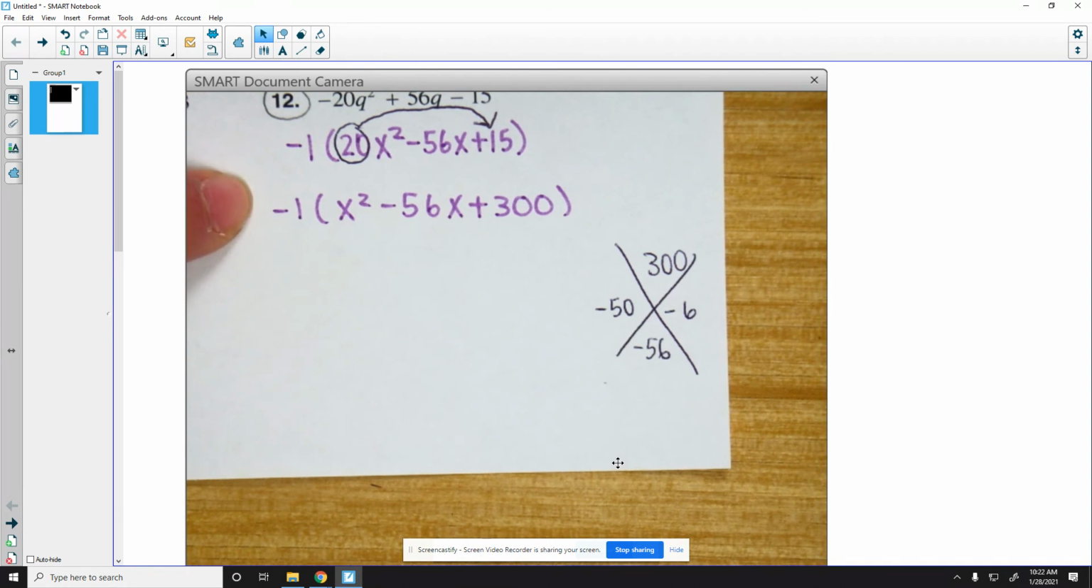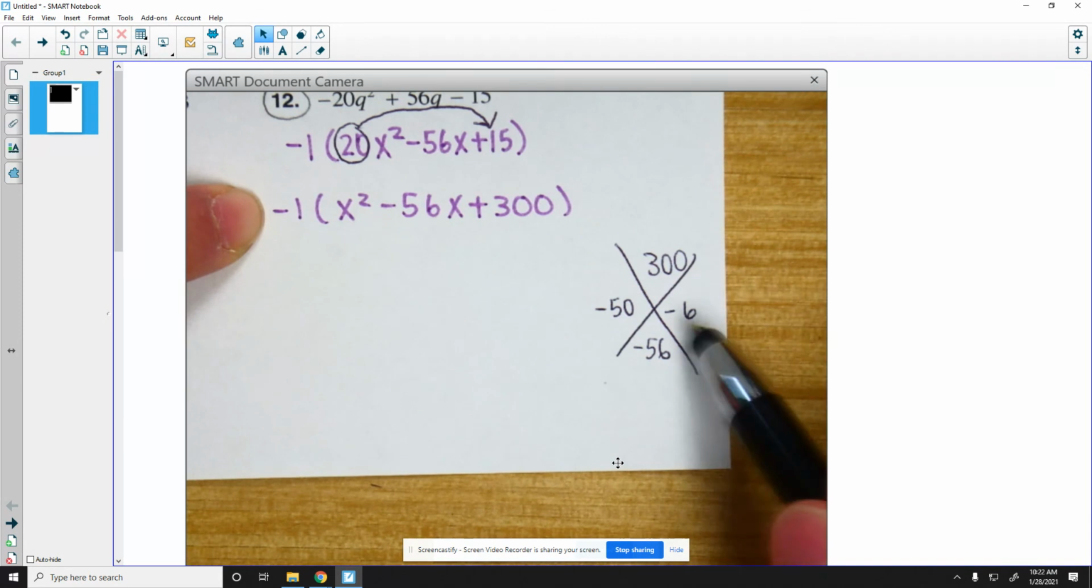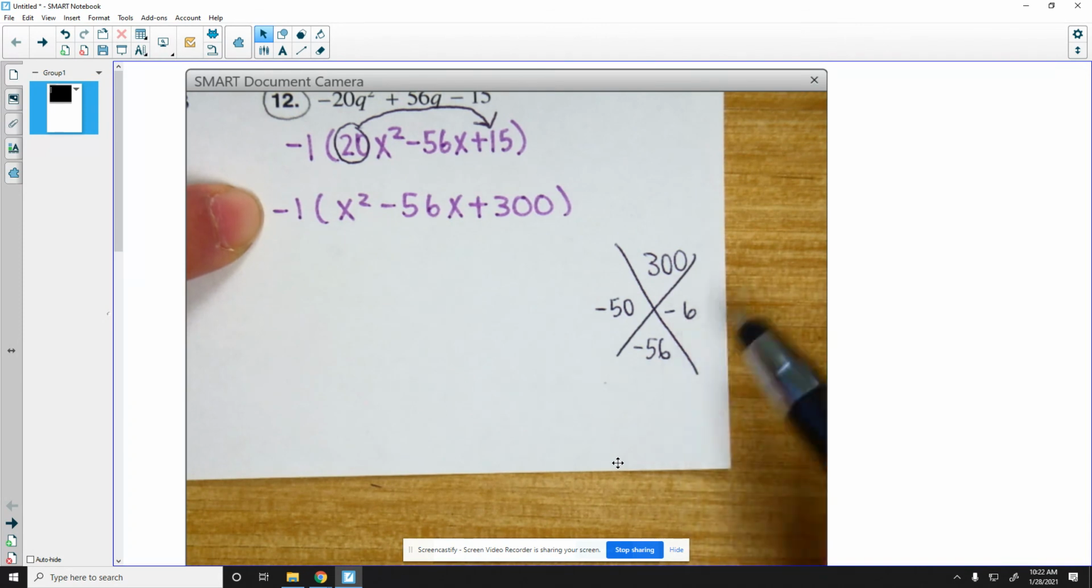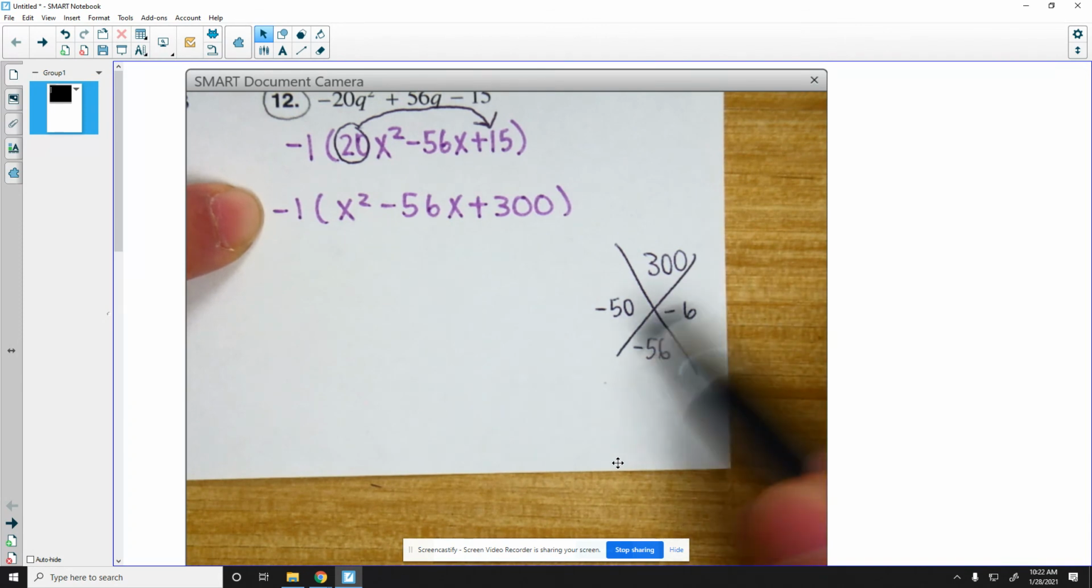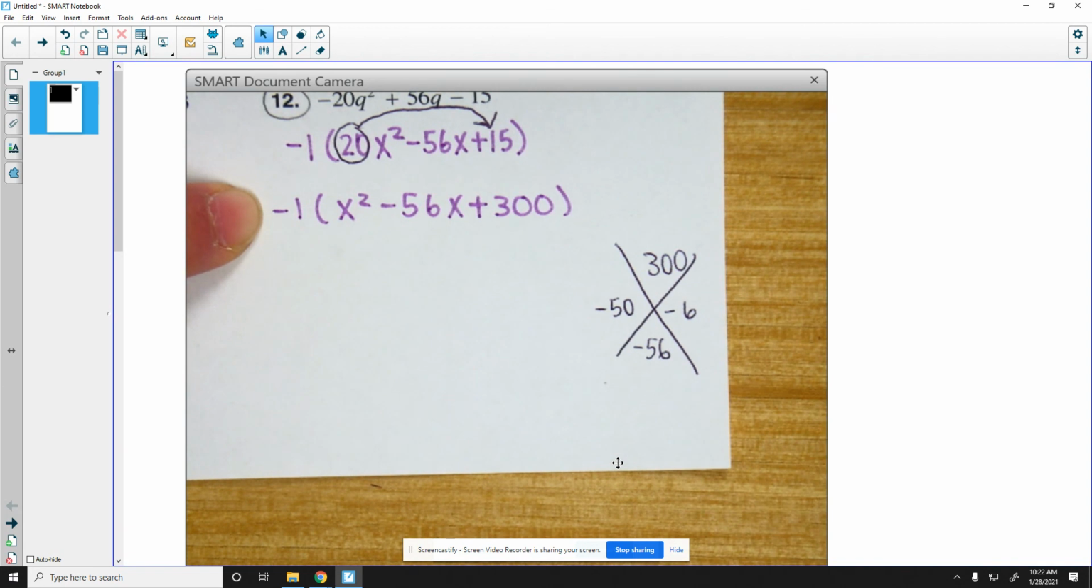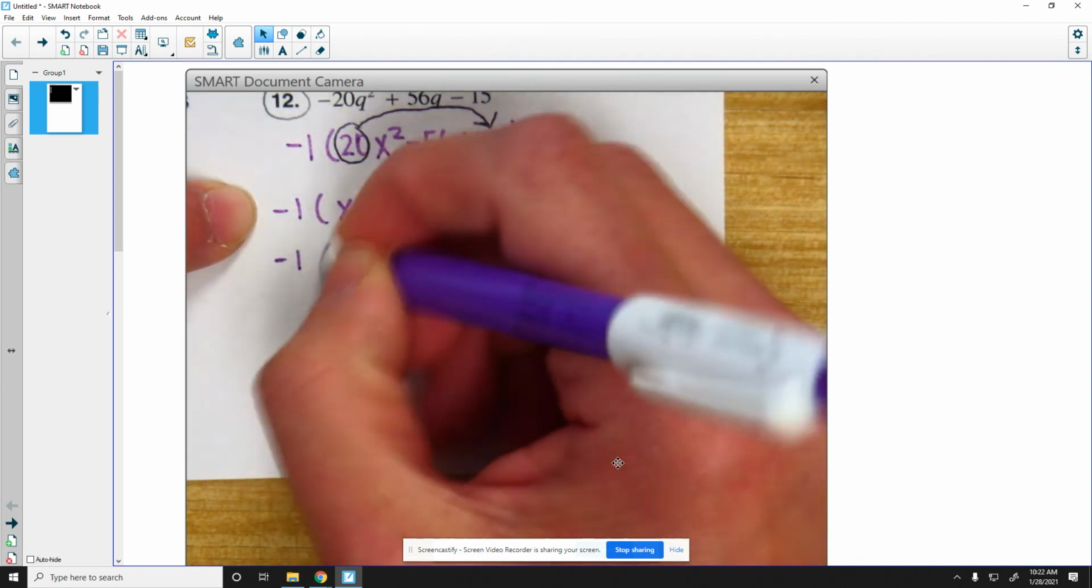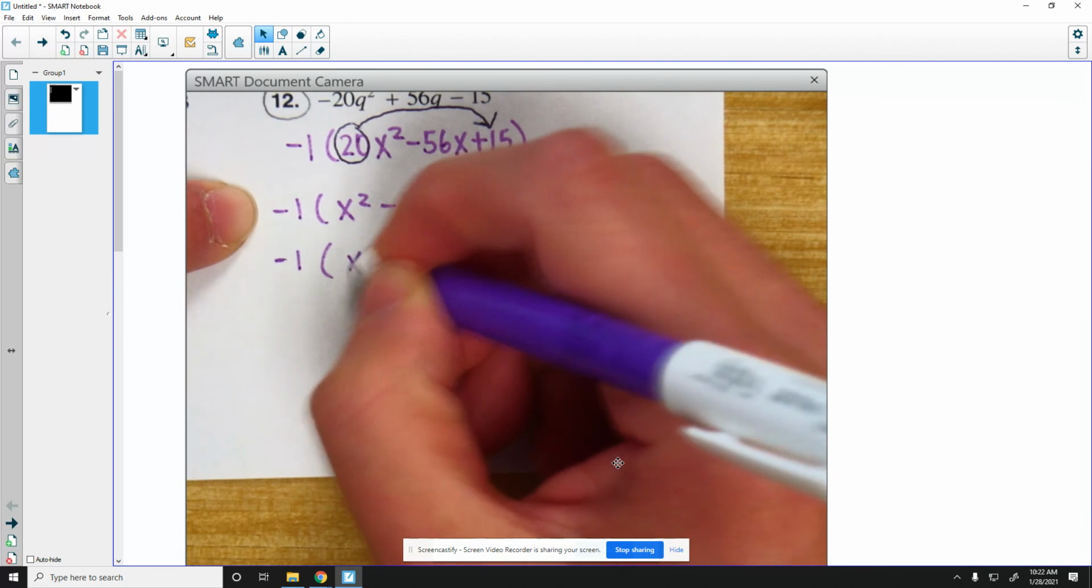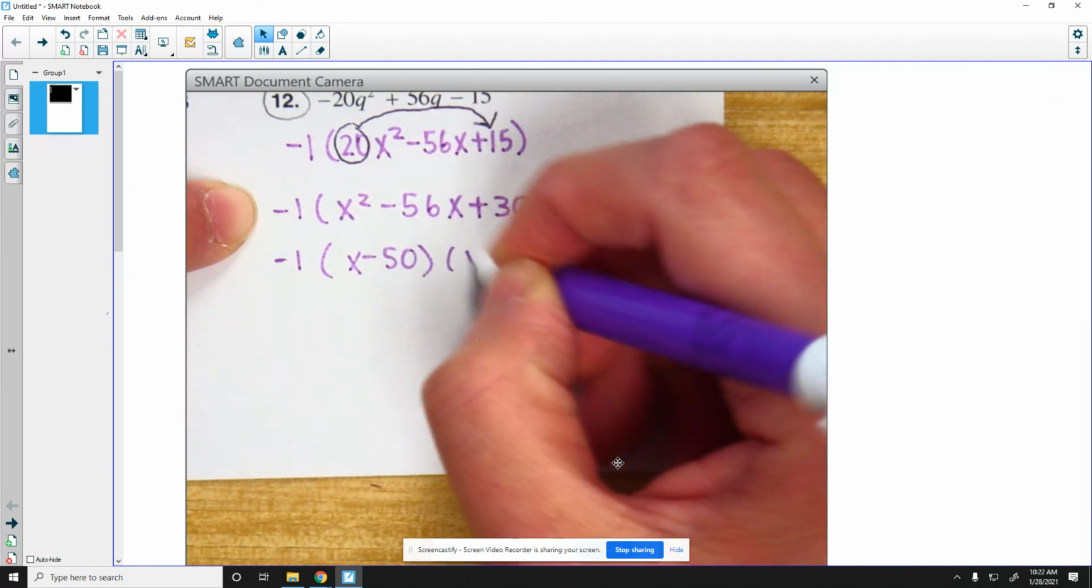That was actually really fast. I didn't even get that fast. So good job, seriously. But use your calculator. Just divide by 2, divide by 3, divide by 4, divide by 5, divide by 6, divide by 7. Just keep on dividing, guessing and checking. So don't forget you have the negative 1. Okay, don't lose that. I have x minus 50, x minus 6. Am I done?